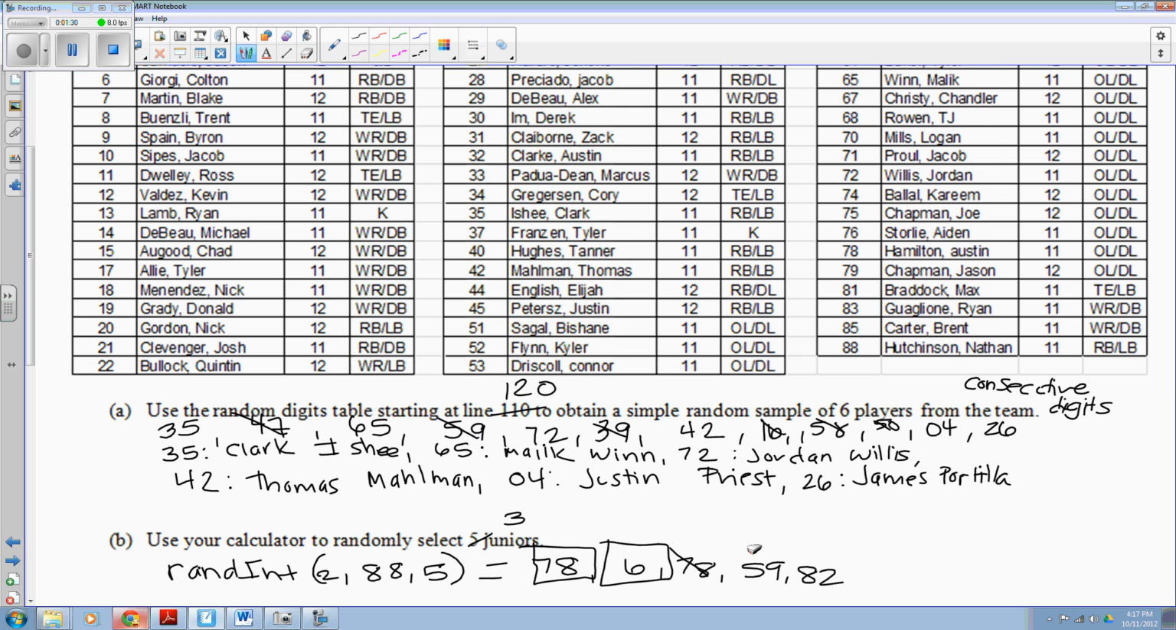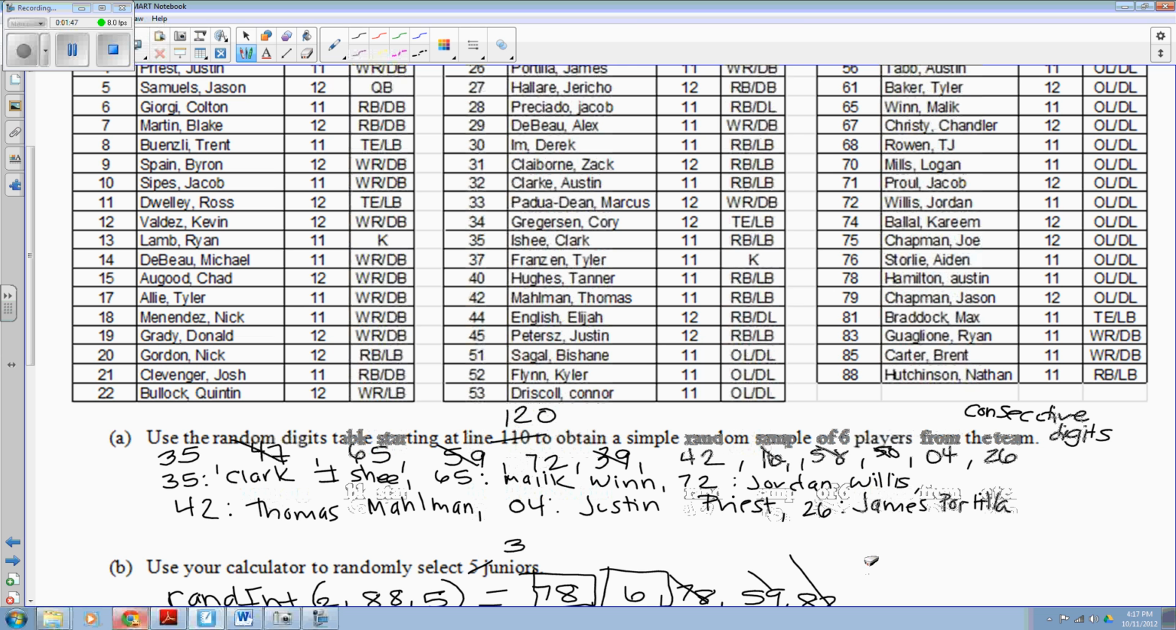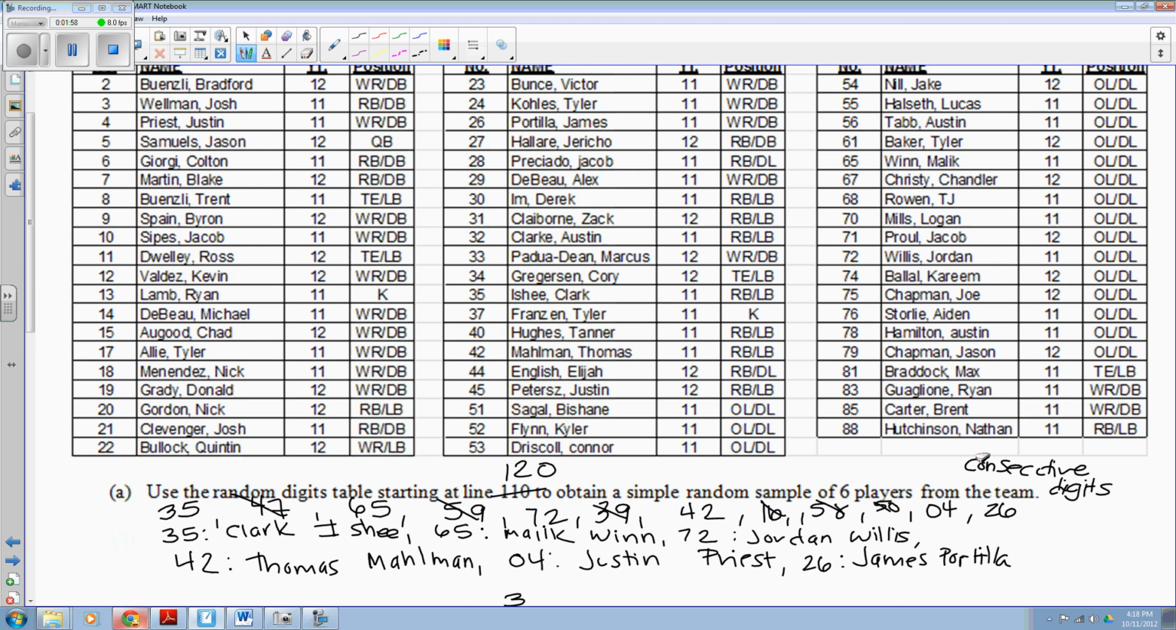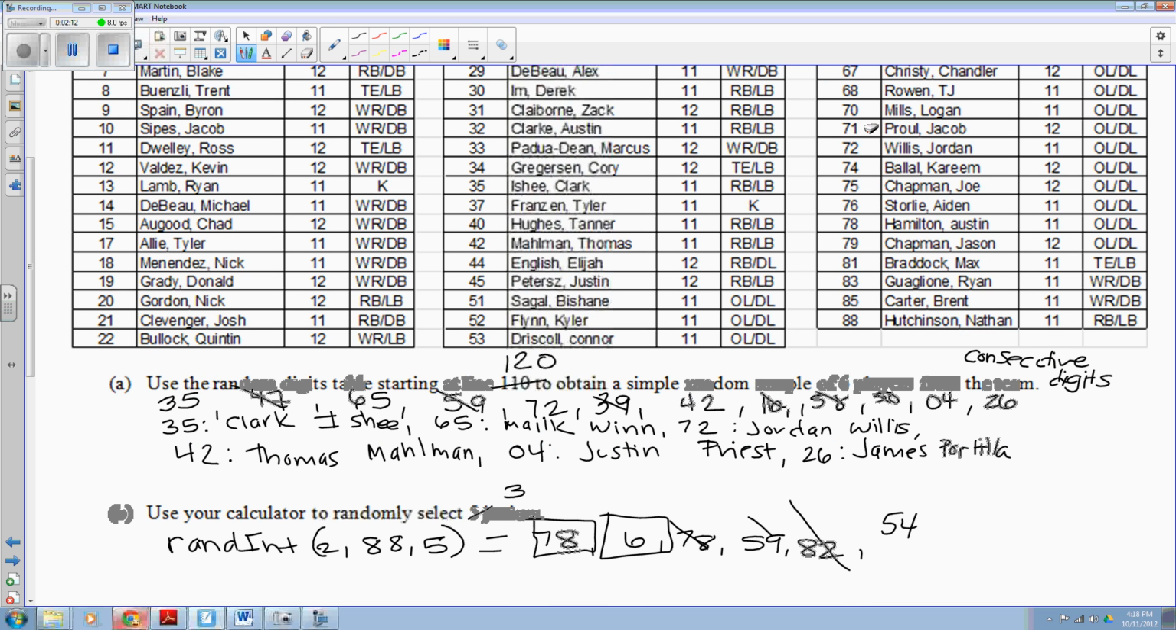So I need one more player, and so I'm just going to hit enter again to get my next 5 random digits. Just hit enter again to try to get another digit. The next one I got was 54, and that is a senior, so I'm going to keep going, and I end up with number 17 is the next one that's going to work, and so that's a new number for me. So 54 didn't work. So those are my 3 numbers.